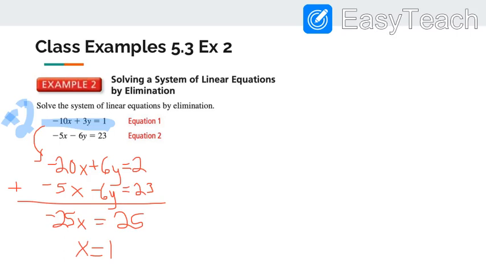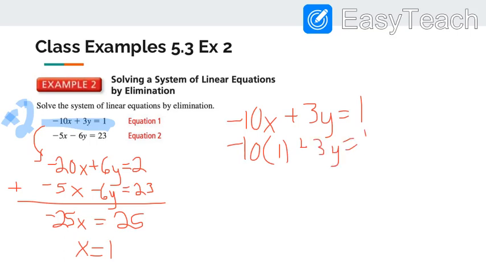Again, this is where we can go back in, we can add it in either equation. In this case, both the equations aren't necessarily clean, so it doesn't matter which one you put it in. I'm going to put it in the top one to start. So our original equation was negative 10x plus 3 times y is equal to 1. So when I plug in 1, I get negative 10 times 1 plus 3y is equal to 1. This is going to be negative 10 plus 3 times y equals 1.